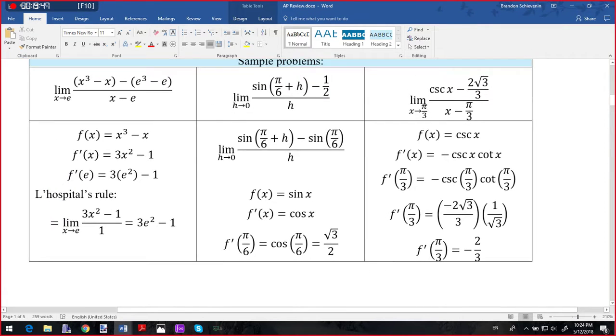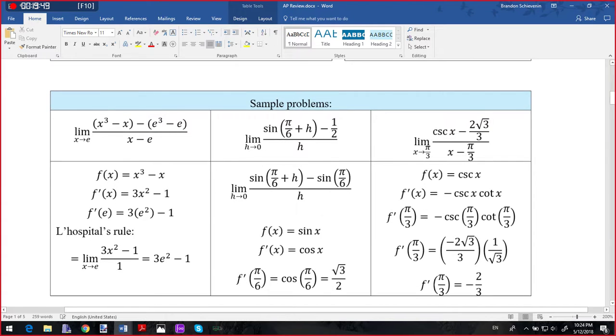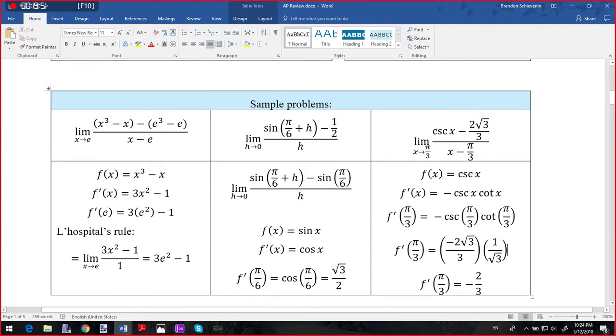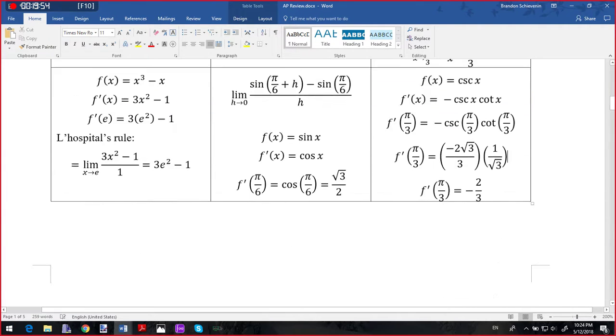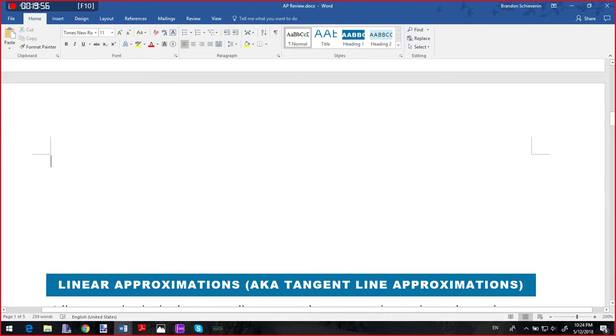Any questions on our definitions of derivatives? No. Okay, jumping into the next topic.